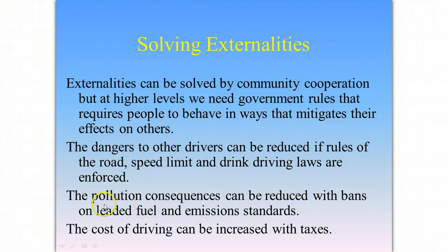So you can look at what the consumers are using or what the producers are doing. You can also increase the cost of driving with taxes. So if there's a cost of driving, try to internalize it. If something is free, people will overuse it. So we place taxes on cars. In Ireland we have VRT, which makes up close to 20 or in some cases 25% of the purchase price of a new car.